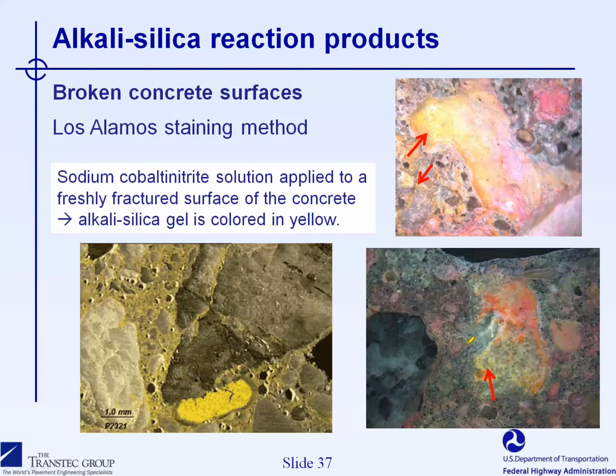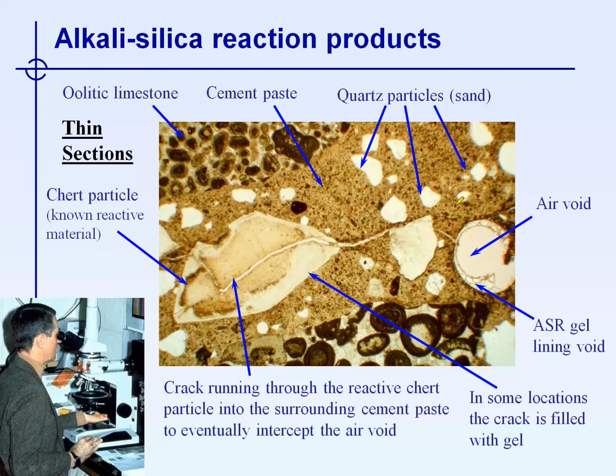a group from the Los Alamos Research Station has developed another staining method using sodium cobaltinitrite solution that, similarly to the uranyl acetate solution, can be applied at the surface of a broken concrete core or a polished section. The application of that solution, through a chemical exchange process between the solution and the gel, will stain the gel yellow, as you can see here, which can help in determining the extent of ASR-affected parts of the concrete by the presence of ASR gel, as you can see there.